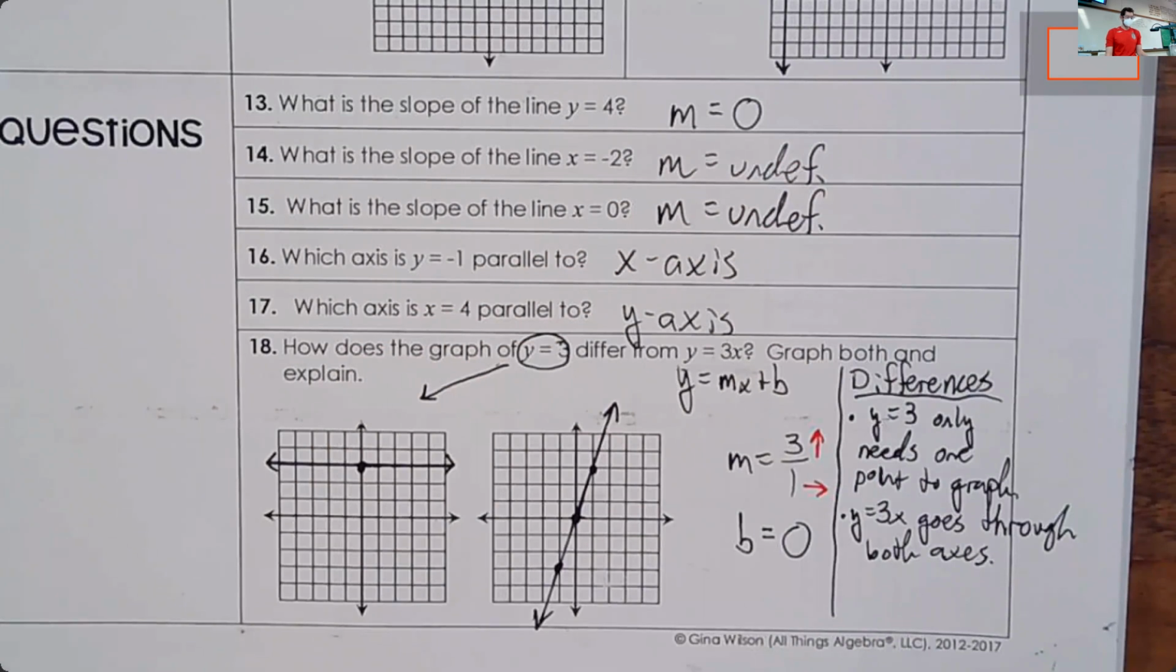What else? What other differences do we notice? We don't have to write all of them, but what else do we notice that's different about those two graphs? There's a lot of differences.